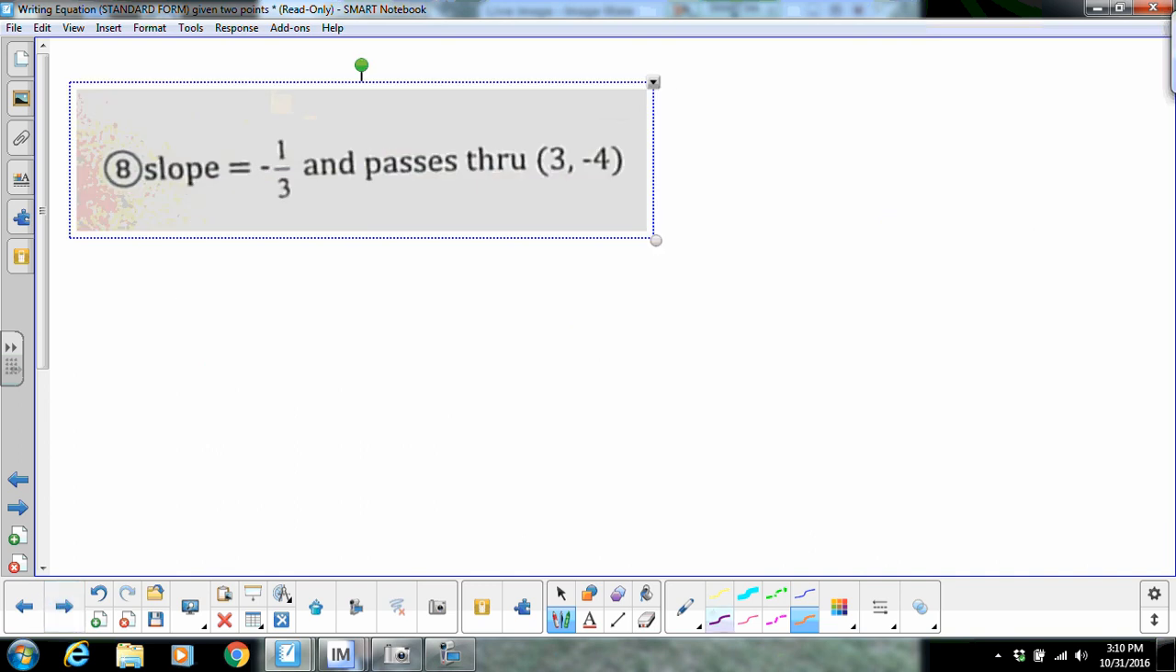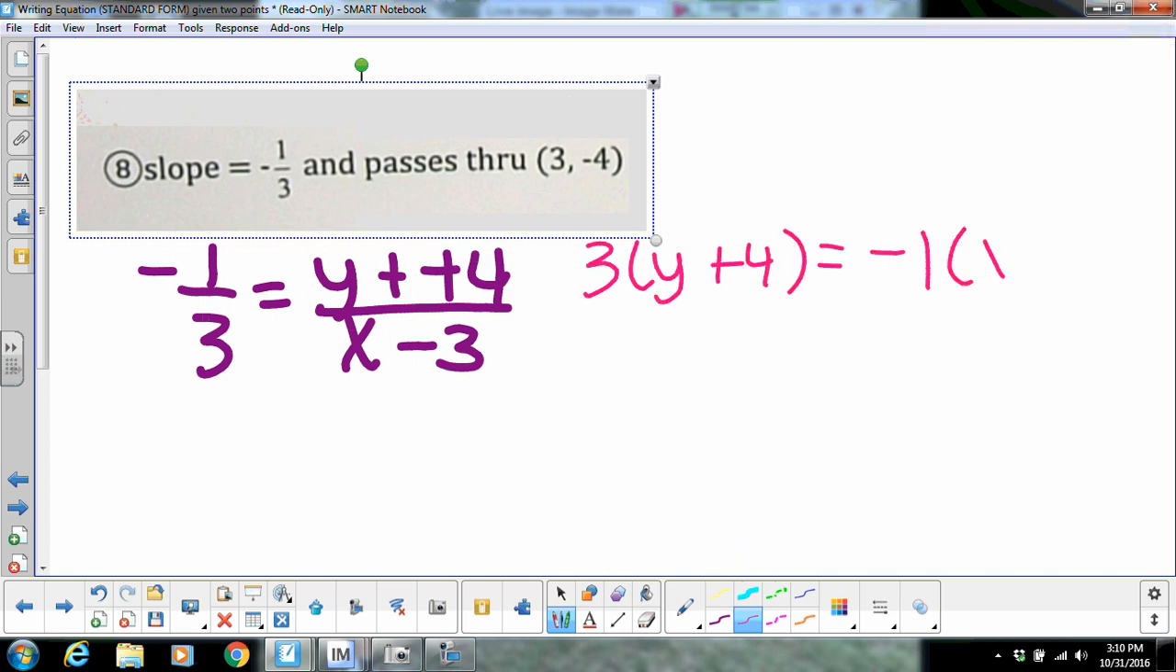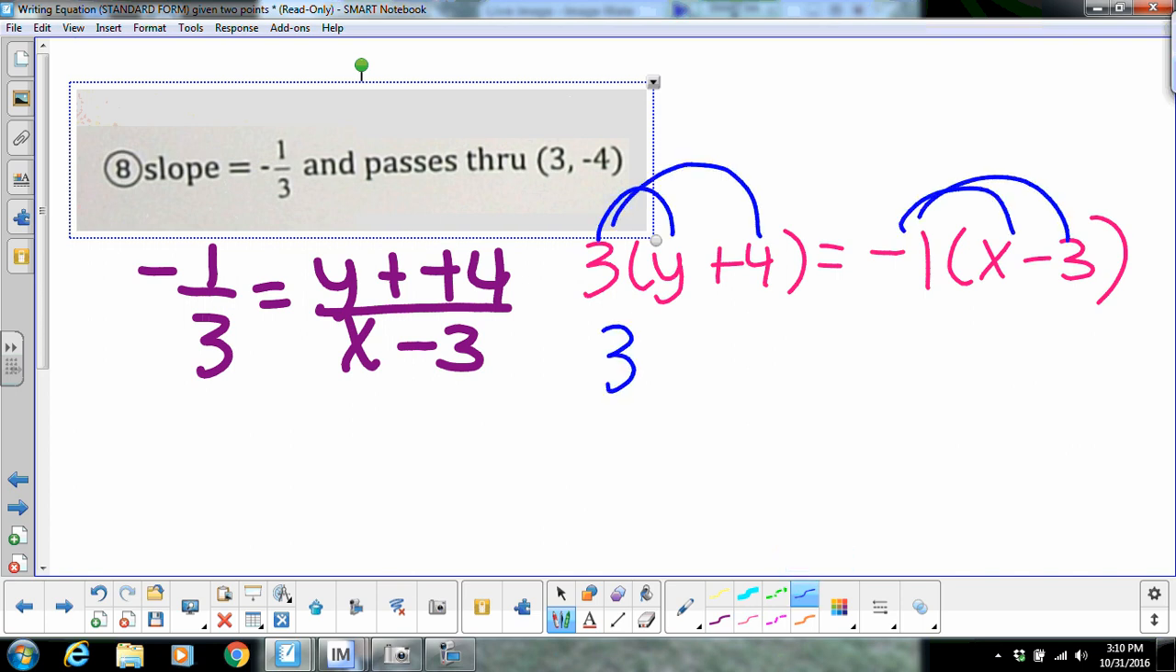Okay, number 8 starts with -1/3, y minus -4, x minus 3. Cross multiply. Distribute. Remember, you can put that 1 in front of x if you want to, but it's understood to be there. You do not have to write it.